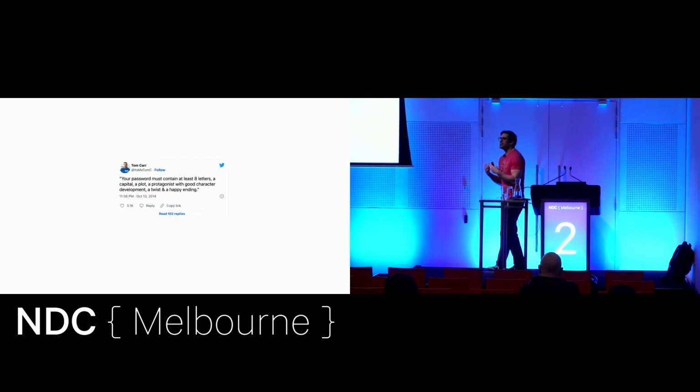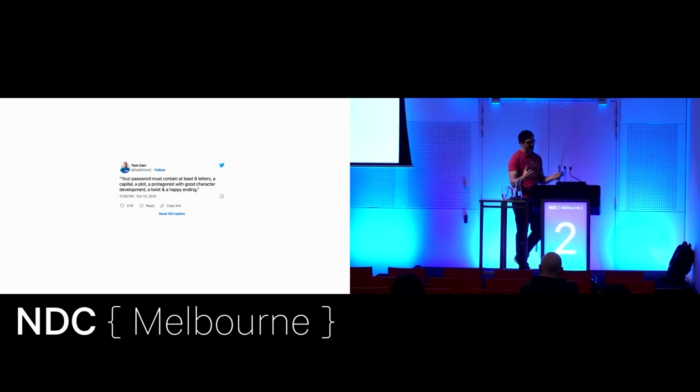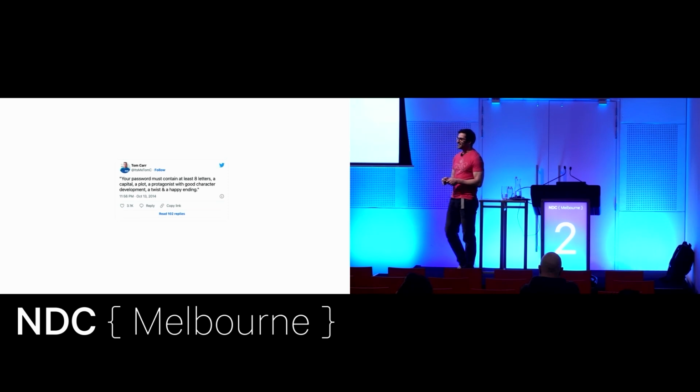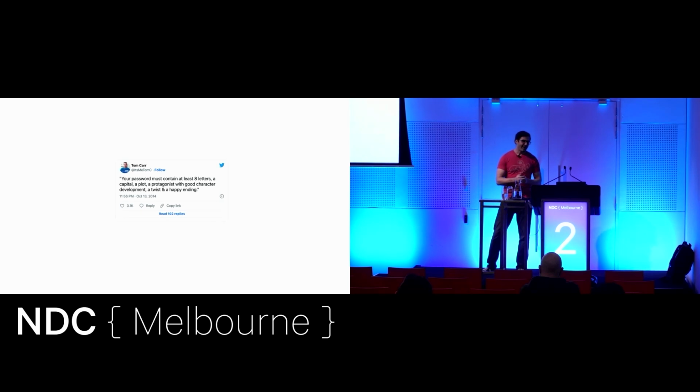And so one of the ways we try, I think, to get around people reusing passwords all the time is to create more interesting variants on how to get people to input a password. This is my favorite tweet about this, back from 2014. This tweet is old enough to go to school. Your password must contain at least 8 letters, a capital, a plot, a protagonist, and good character development with a twist and a happy ending. It's honestly my favorite. And if passwords could be like that, it'd be a lot more interesting to read them. Sadly, they'd all get hashed, obviously, but that's what we get.